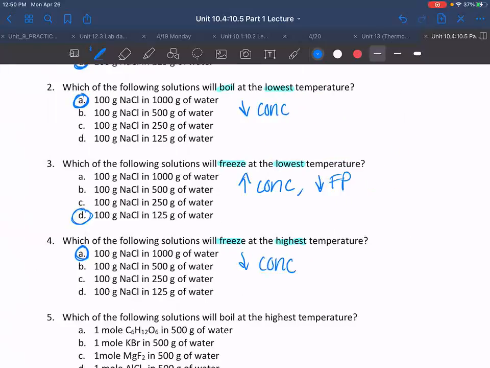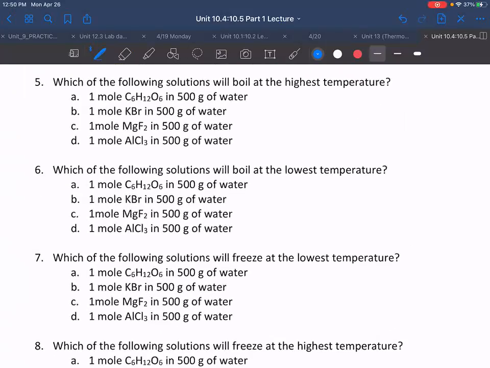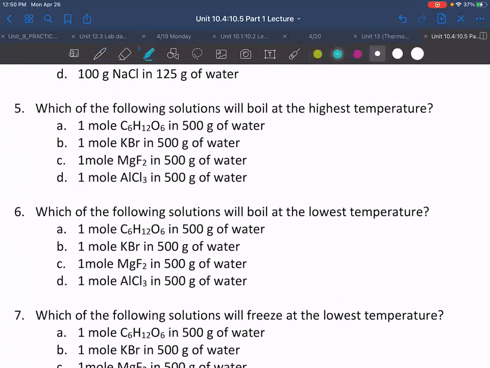Okay. Now, let's talk about it with the number of ions we have. So number 5 says, which of the following solutions will boil at the highest temp? So now we're going to relate, instead of concentration, number of moles of ions. So do you think we want a high number of ions to affect it or low? We want high. Just how we want the highest concentration, we want the highest number of moles.